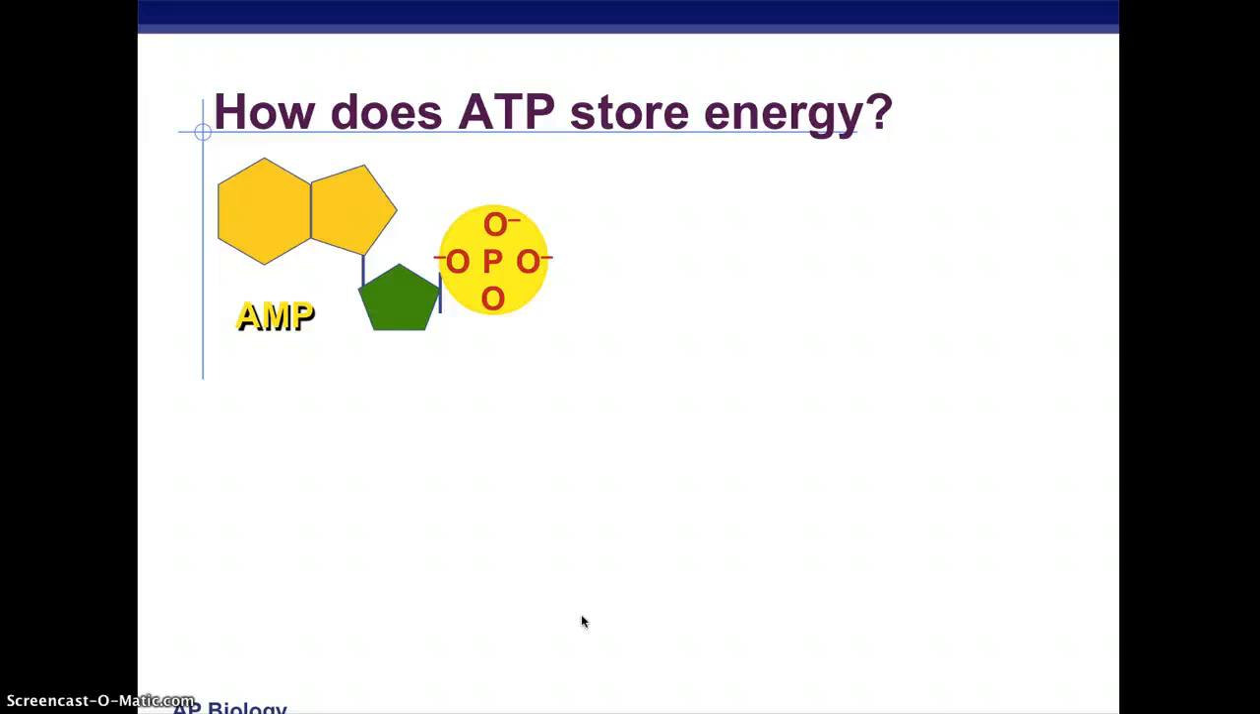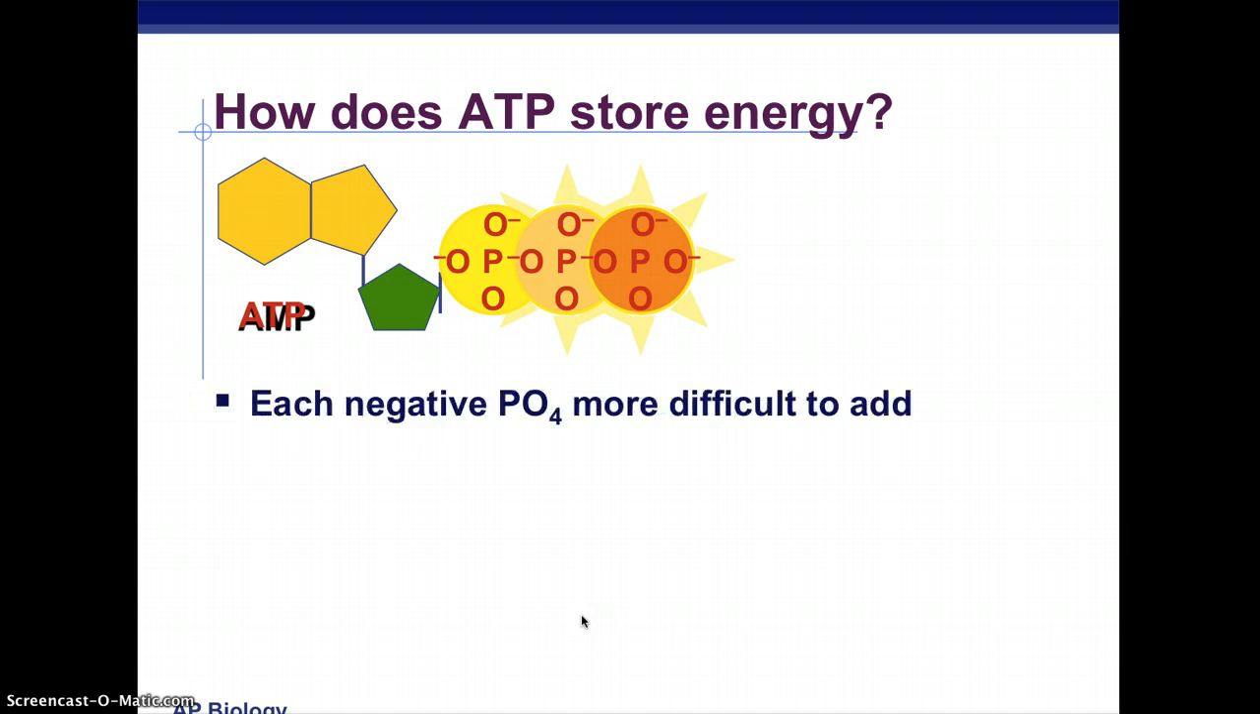So again, how does ATP store that energy? Starting out as a molecule of AMP, adenosine monophosphate. We cram on one phosphate group, and we have a little bit of stored energy in there, and we are ADP. Now ADP, adenosine diphosphate, we can add a third phosphate to it, and now we have ATP. So each negative phosphate is more difficult to add, and therefore more energy required to add it, but also more energy that is stored in that bond.